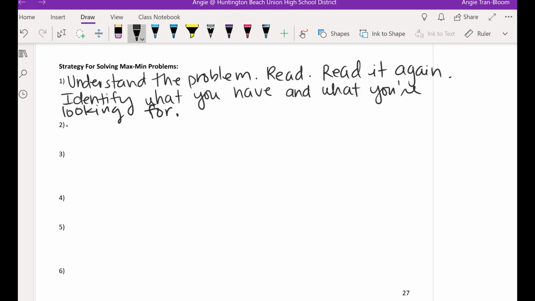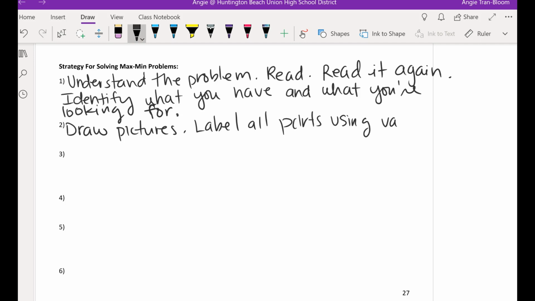Now, if you read it and it's still not clear, draw pictures. I'm a visual learner. I'm always drawing out pictures, as you know by now, okay? Label all parts using the correct variables.